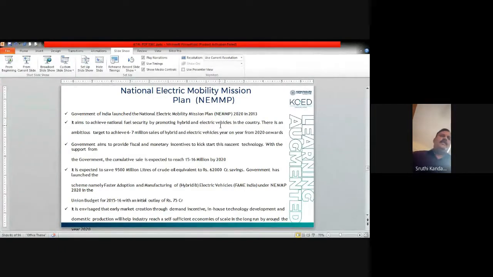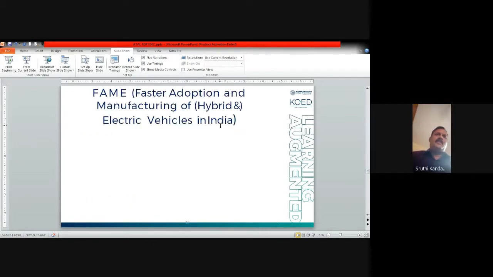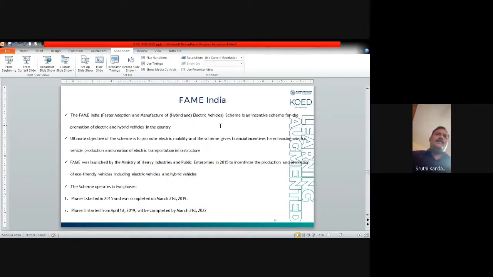The ministries involved are: Ministry of Heavy Industries and Public Enterprises, Ministry of Power and Renewable Energy, Ministry of Urban Development, Ministry of Finance, Ministry of Road Transport and National Highways, Department of Science and Technology, DST. So these are all the various ministries involved in the development and promotion of e-vehicle technology as well as hybrid electric vehicle technology. The FAME, for faster adoption and manufacturing of hybrid electric vehicles in India.